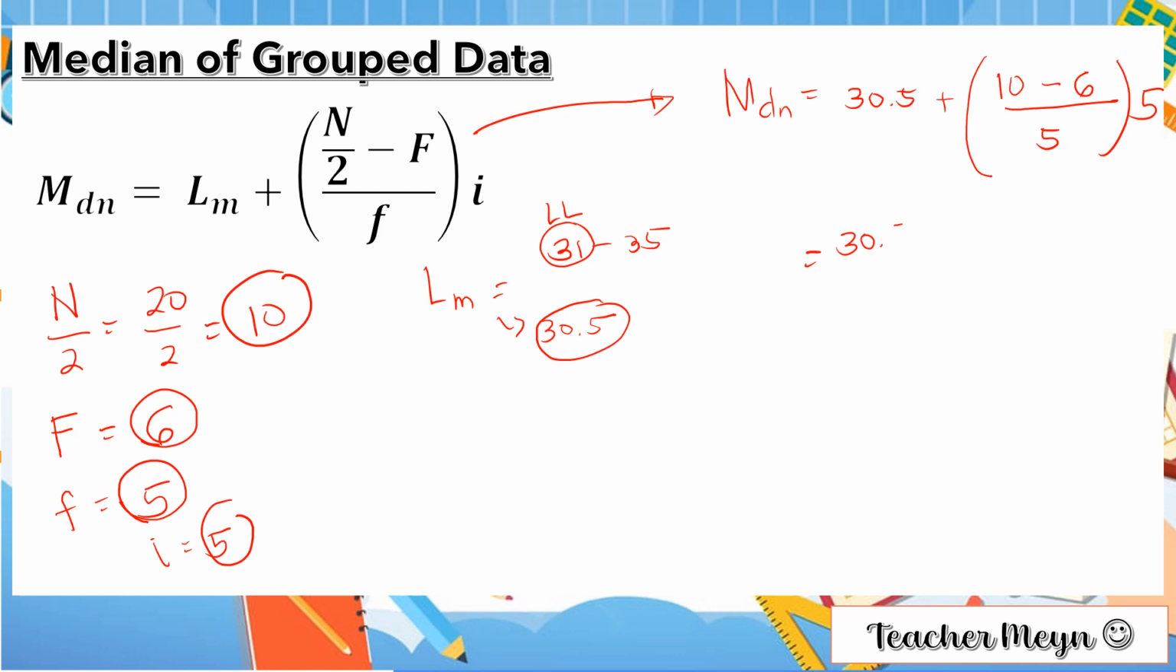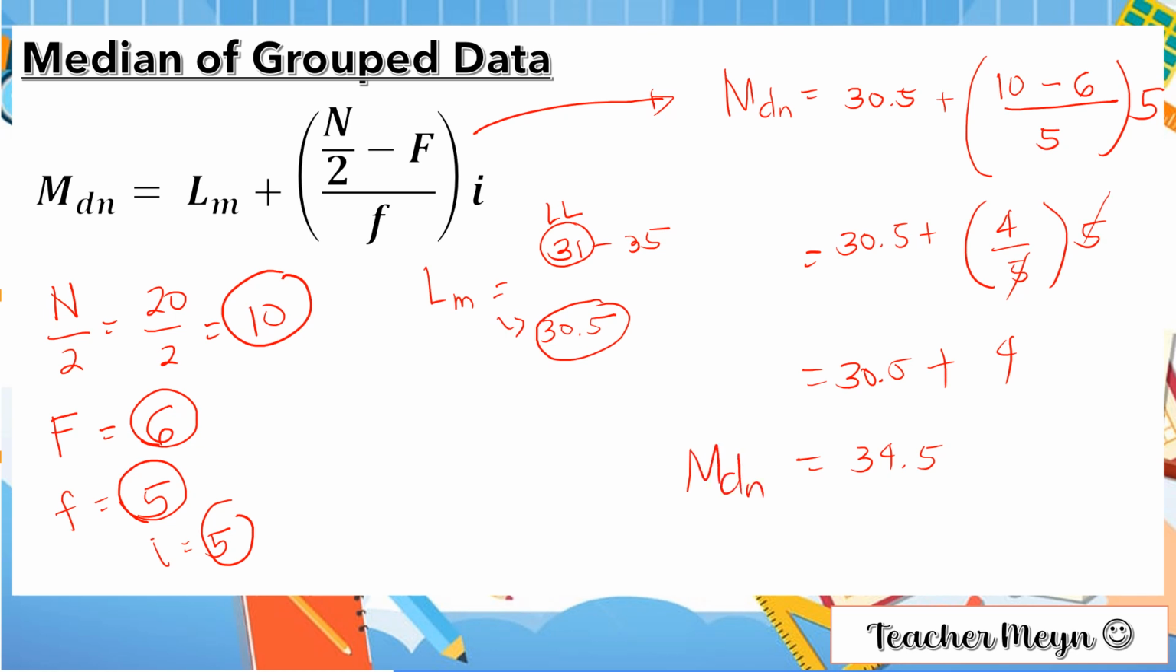So 30.5 plus 10 minus 6, that is 4 over 5, and then times 5. As a shortcut, we can cancel out the 5, so what remains is 30.5 plus 4. If we add 30.5 plus 4, the answer is 34.5. So this is our median. That is the answer.